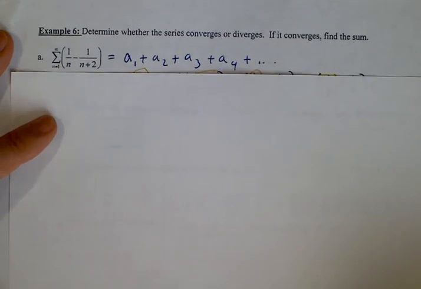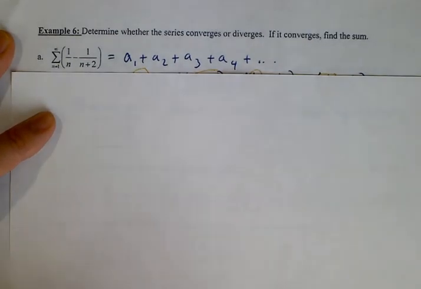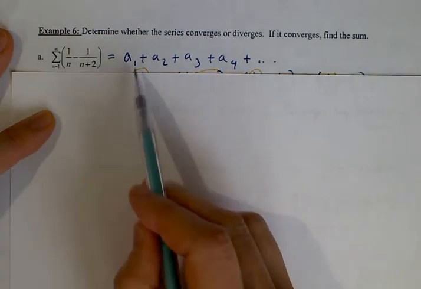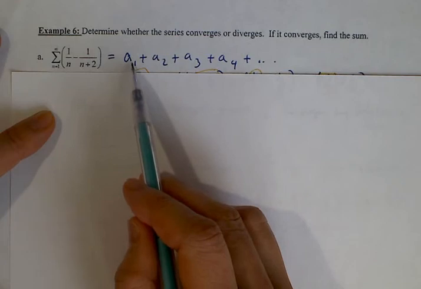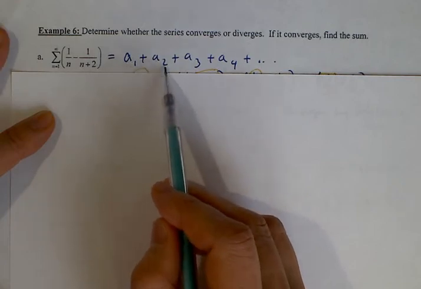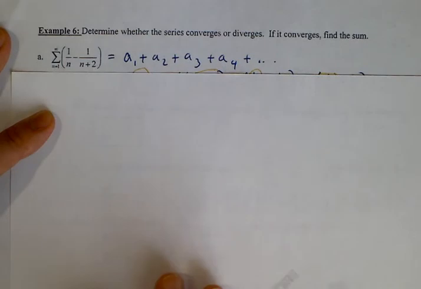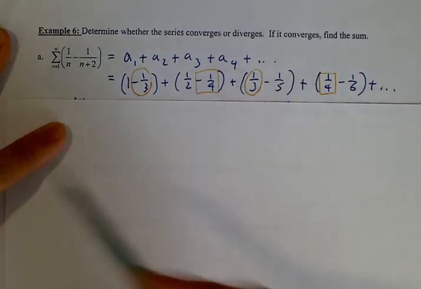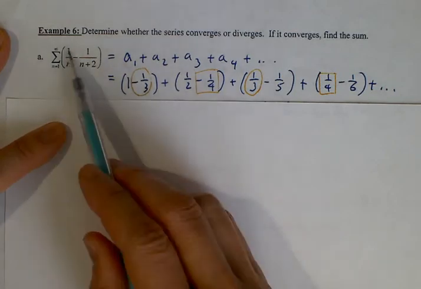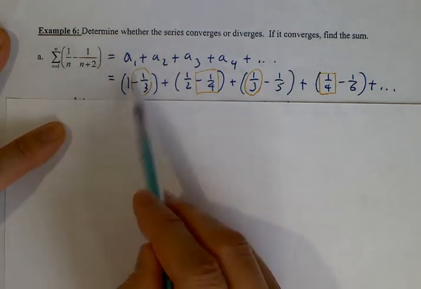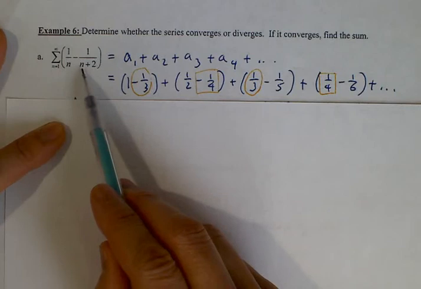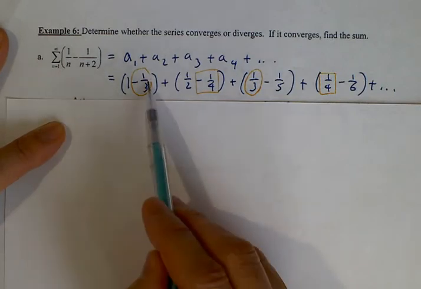All right, so in example 6, it says to determine whether the series converges or diverges, and if it converges, you're going to find the sum. So these are examples of telescoping sums. I'm going to write out that the first term is a sub 1, second term a sub 2, third term a sub 3, fourth term a sub 4, and then I'll just write it out term by term. All right, so for my first one, when n is 1, it'll be 1 over 1, or 1, minus 1 over 1 plus 2, which is 1/3.